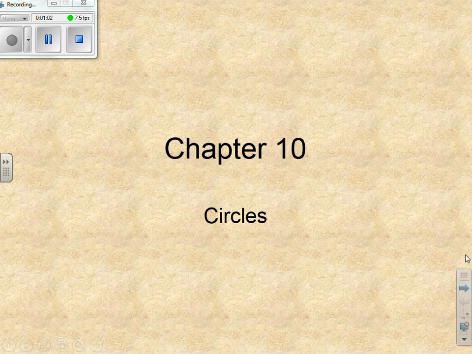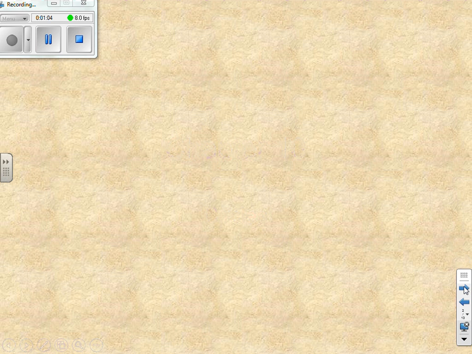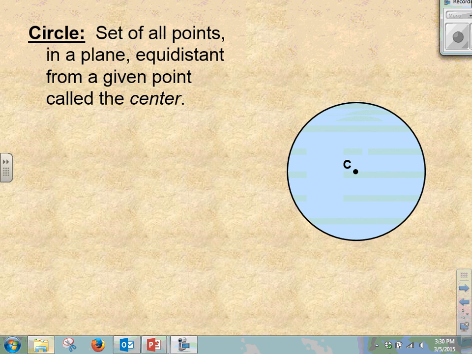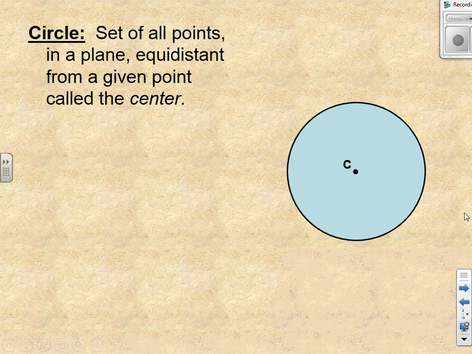Okay, so just a quick overview. Hopefully we know what a circle is. Just know that it's the set of points that are all the same distance away from the center. So that's where it says the equidistant from a given point.